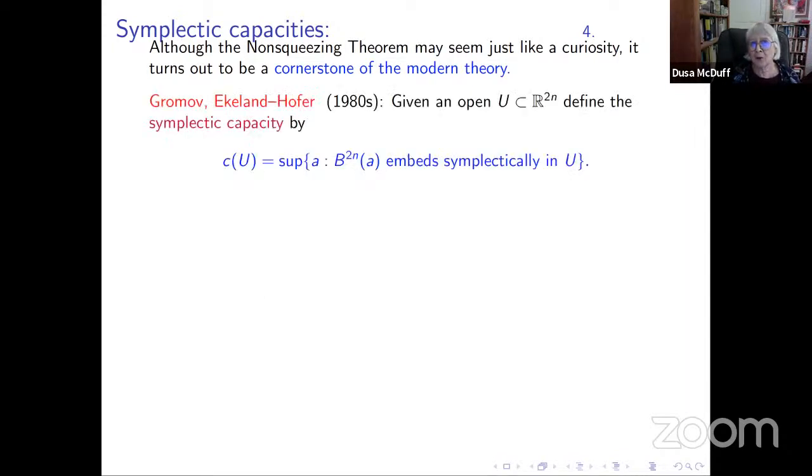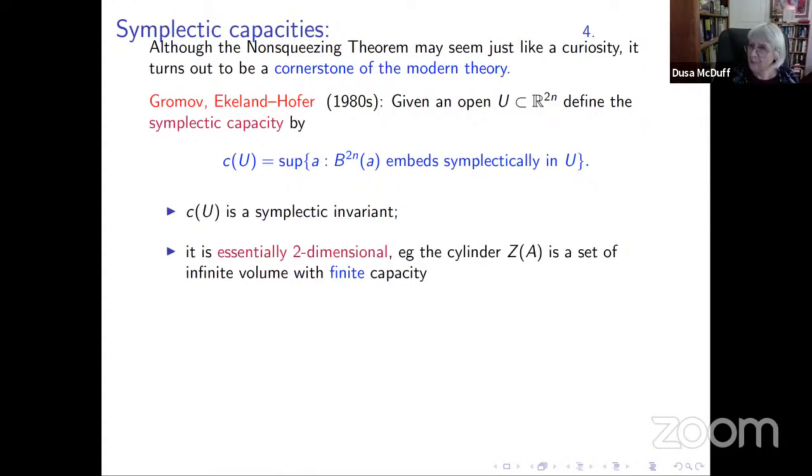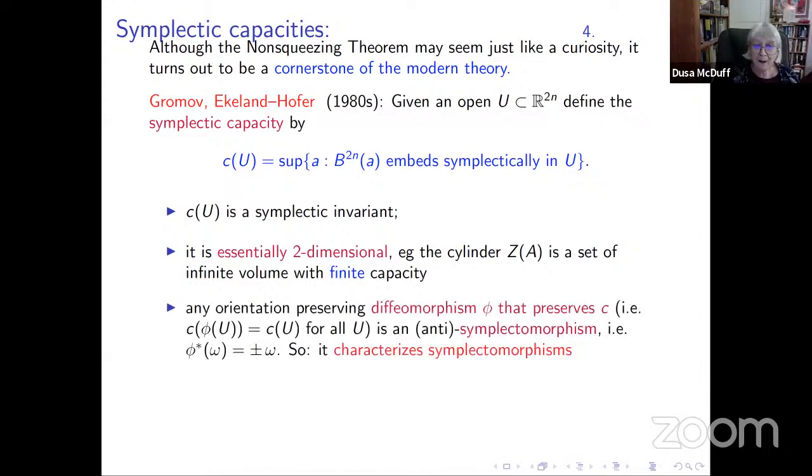And Gromov and Ekeland-Hofer in the 1980s made a definition of what they call a symplectic capacity. There are lots of them now, but this particular one, you take the supremum of the size of a ball that embeds symplectically in U. And remember, A is the area of a two-dimensional section of this ball. And so this is a symplectic invariant. It's essentially two-dimensional. In other words, the cylinder has infinite volume, but it has finite capacity in this way, because this non-squeezing theorem says that the capacity of the cylinder Z(A) is just big A. And it's preserved by orientation-preserving symplectomorphisms.